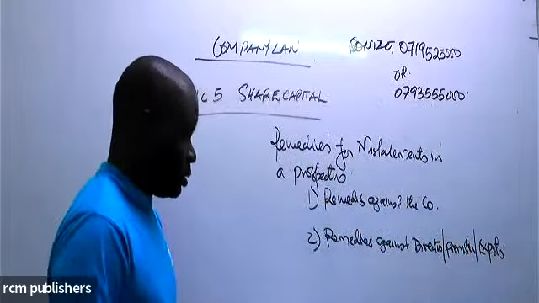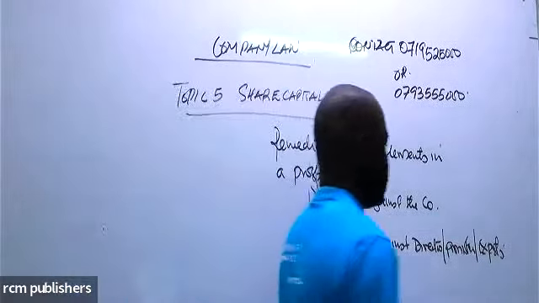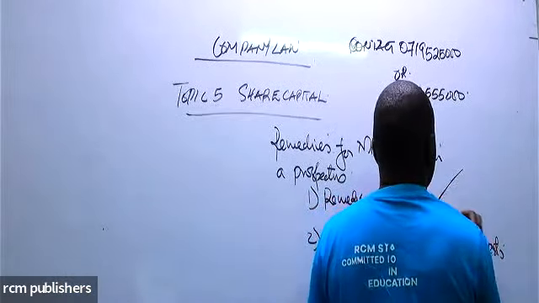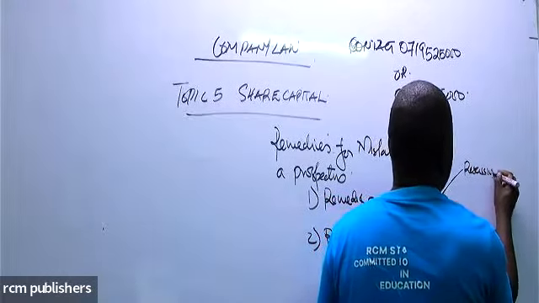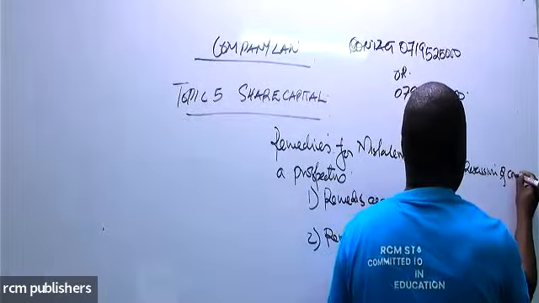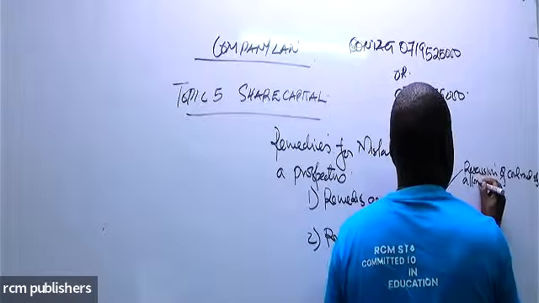So the remedies against the company can be the rescission of the contract, that is, cancellation of the contract of allotments.